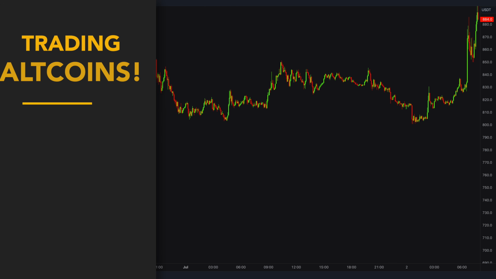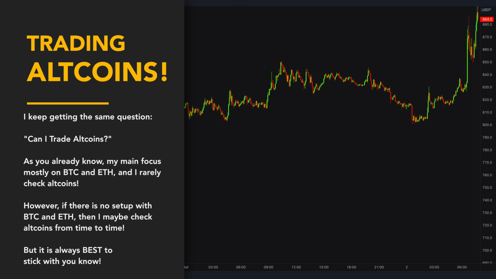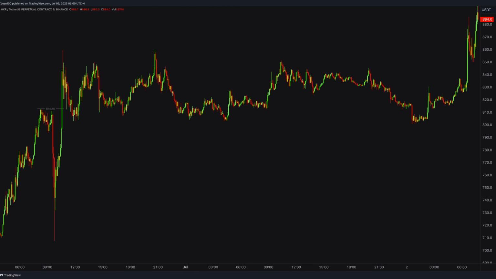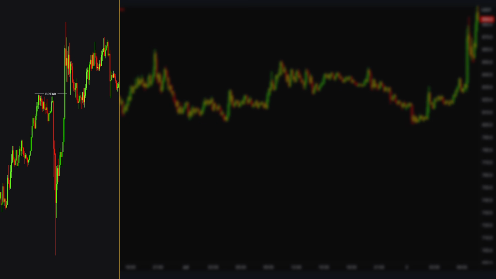Okay, recently I've got a question. I cannot find trades with Bitcoin or Ethereum every day. Can I trade altcoins? My answer is partially yes. What does it mean? If you are absolutely sure you cannot see a setup, then you can check the altcoins. Do I do it? I do it rarely. My main focus is always on BTC. Let's see some altcoins. Remember, price action. You can use it as long as you see a clear setup.